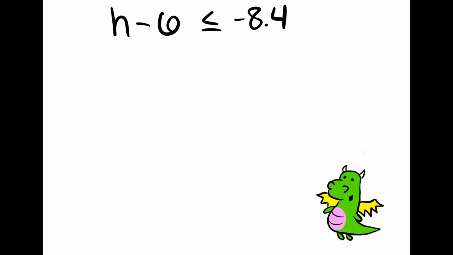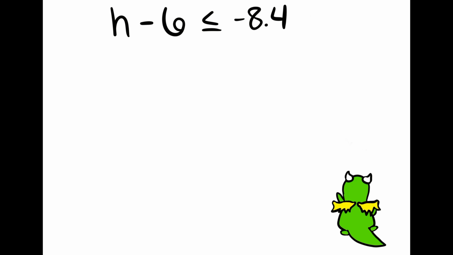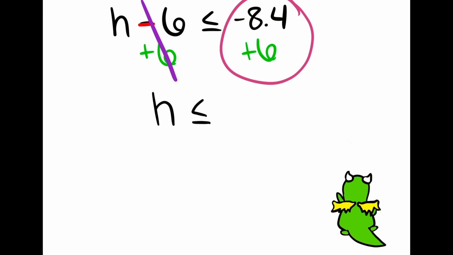Okay, last one. Nice job making it this far. Here we have h minus 6 is less than or equal to -8.4. To get h by itself, we have to add 6 to both sides. The 6's cancel out, leaving h on the left and -8.4 plus 6 on the right.